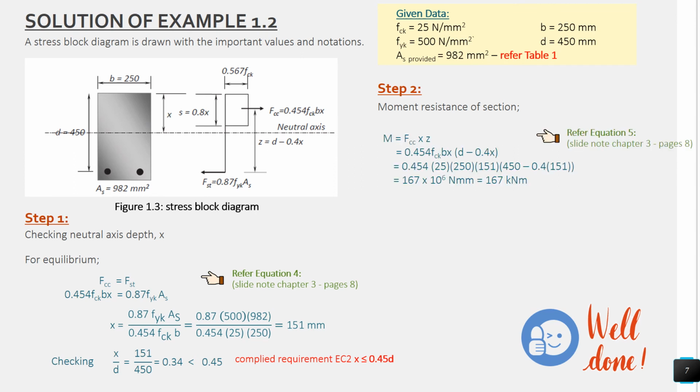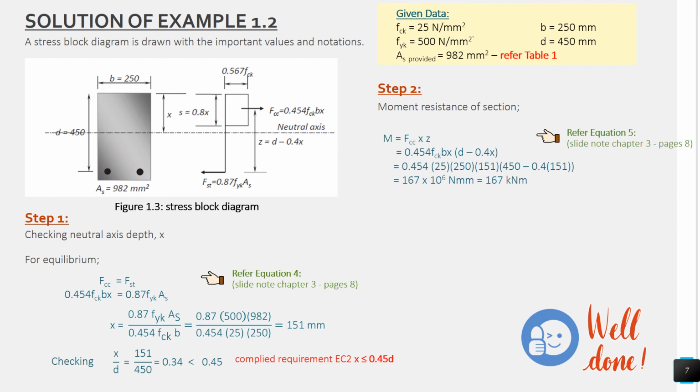If we use equation 5, moment equals compression force of concrete, Fcc, times z. 0.454 fck b x multiplied by (d minus 0.4x), and substitute information in the equation: 0.454 times 25 times 250 times 151 multiplied by (450 minus 0.4 times 151). And the answer is 167 times 10 to the power of 6 N·mm or 167 kNm.